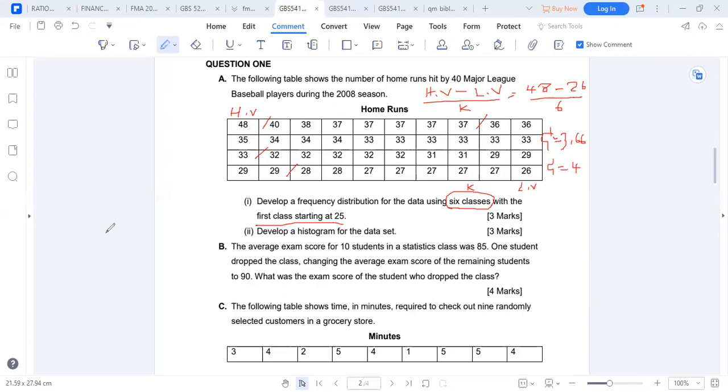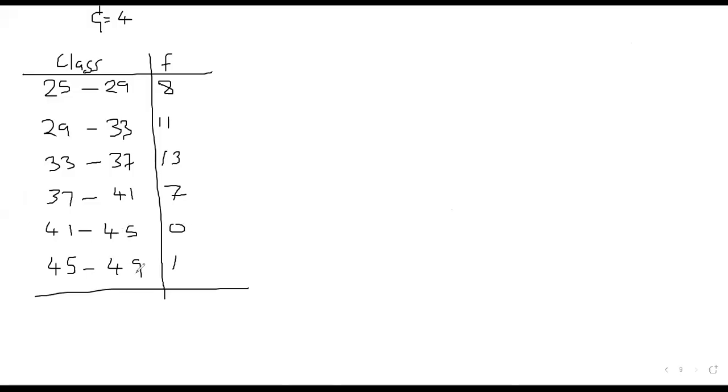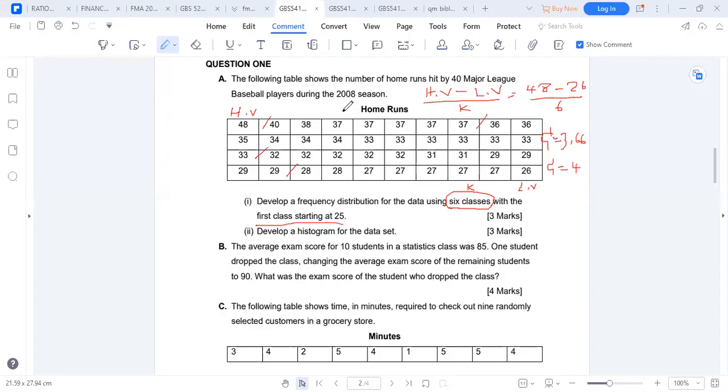Then from 41 to 45, there was 0. 45 to 49, we have 1. So in total up there, our total is how many? There are 40. So it should be 40.